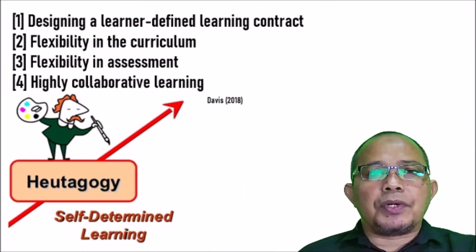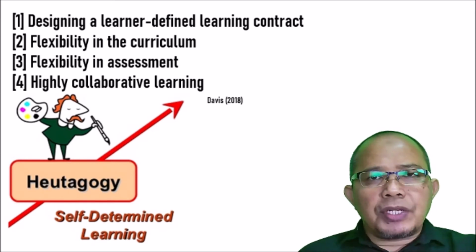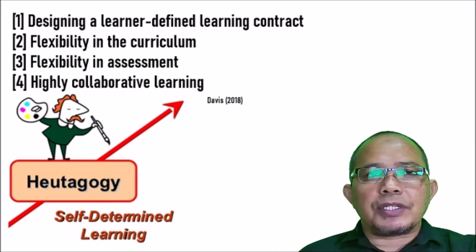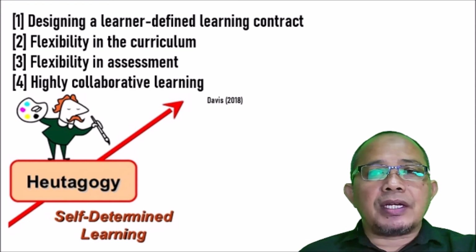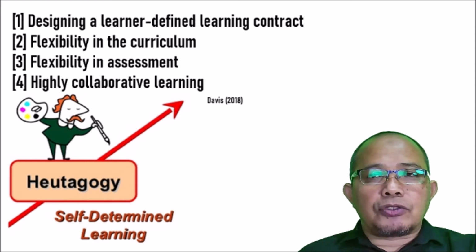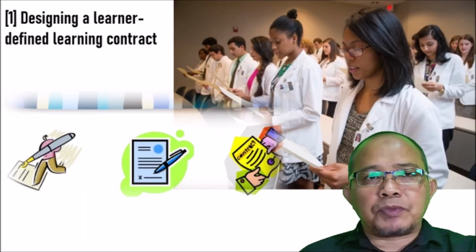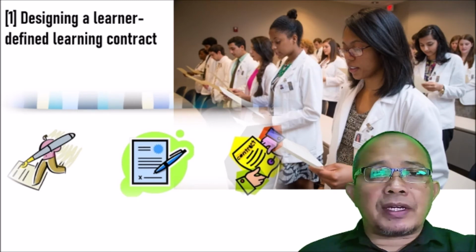PBL practitioners don't need to go all in and make their entire course heutagogical. Students can benefit from a few PBL sessions designed in a heutagogical approach. Davis 2018 proposed four essential elements to facilitate the heutagogical and self-determined learning. One, designing a learner-defined learning contract. Two, flexibility in the curriculum. Three, flexibility in assessment. And four, highly collaborative learning.